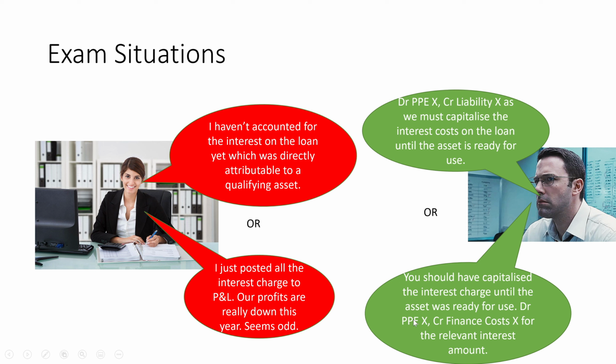And how do we do that? Well, we debit PPE and credit finance costs. And the knock-on effect from that is that if your PPE carrying amount is higher, and the asset is ready for use, you're going to then have higher depreciation. Okay, so you'll have to deal with the maths for that in the exam questions.